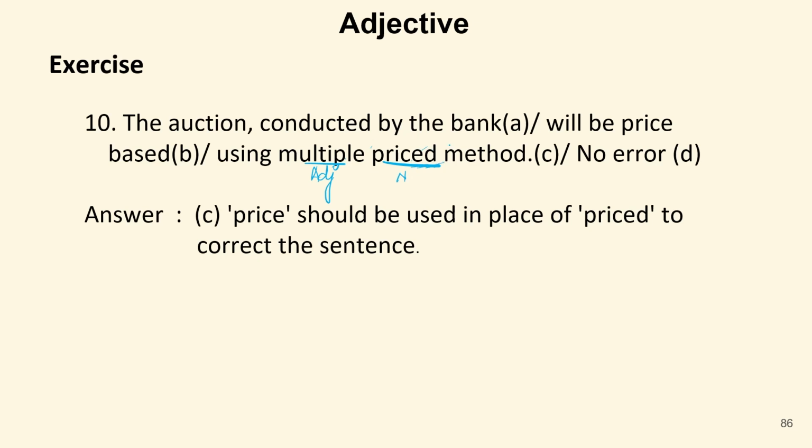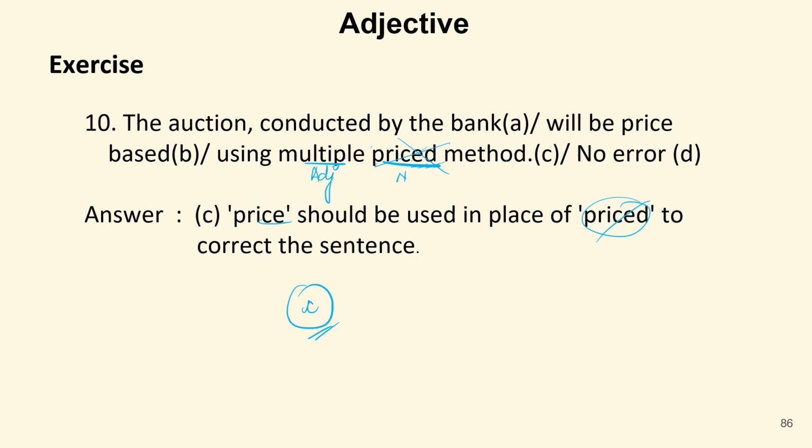Now this word priced is not suitable over here. It should be multiple price method, not multiple priced method. So priced should be replaced with price. That is correct. The auction conducted by the bank will be price based using multiple price method. So it is a kind of method. Method is also a noun. Price is also a noun, not priced. So here the error is in part C. That means C part contains the error.